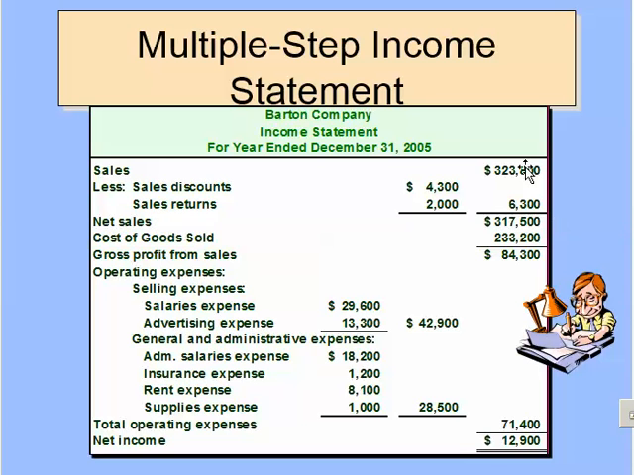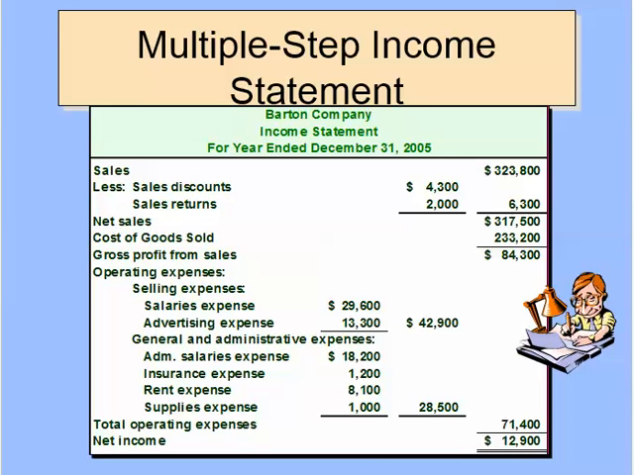So the company sold $323,800 worth of product, but after we had sales discounts and sales returns, it came out to $317,500. The cost of goods sold on that was $233,200, so the gross profit is $84,300. This is what the company now has left to pay all of their other expenses and to hopefully generate some net income along the way too.